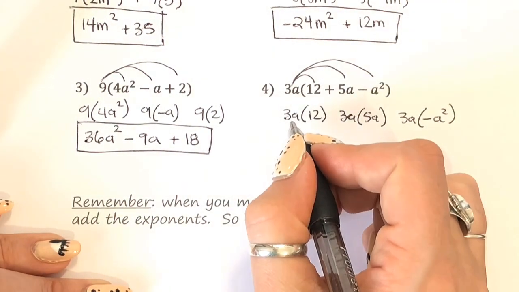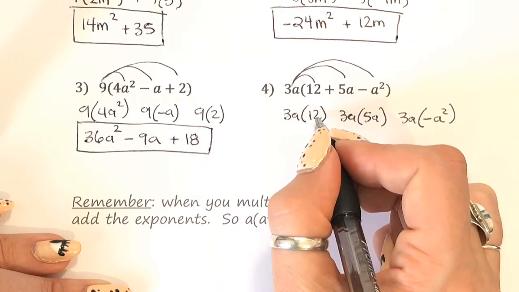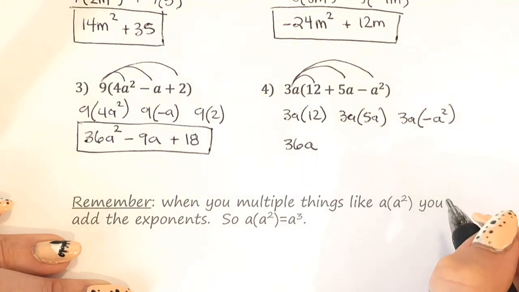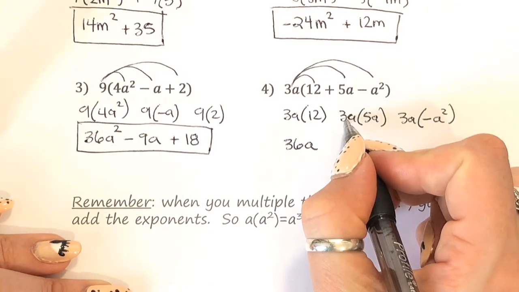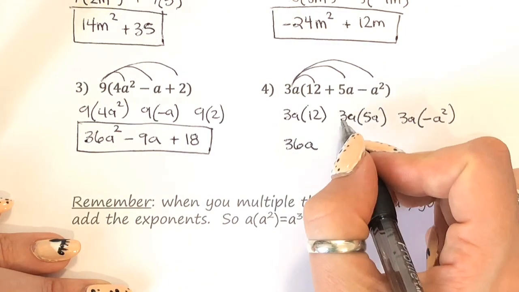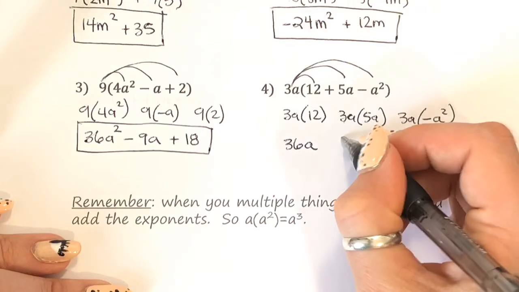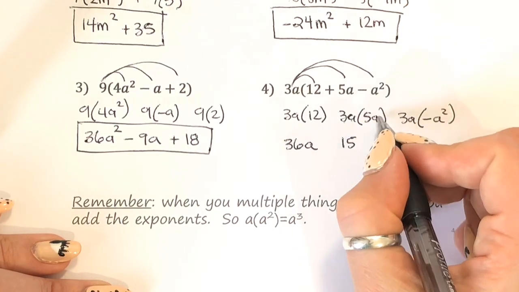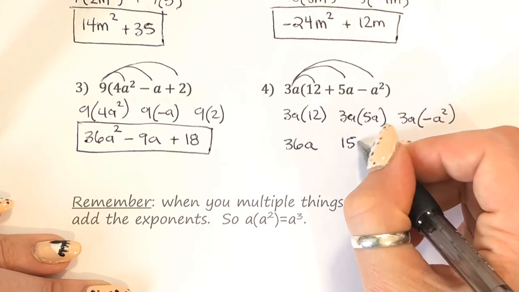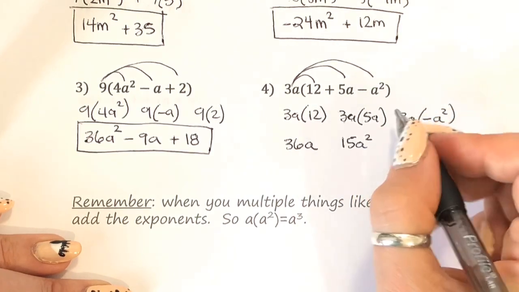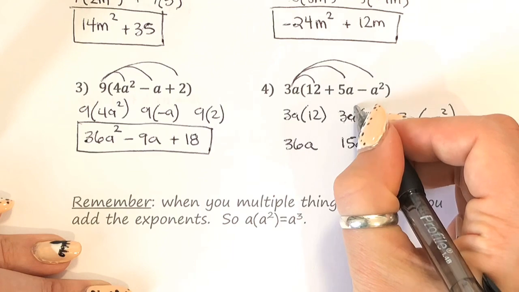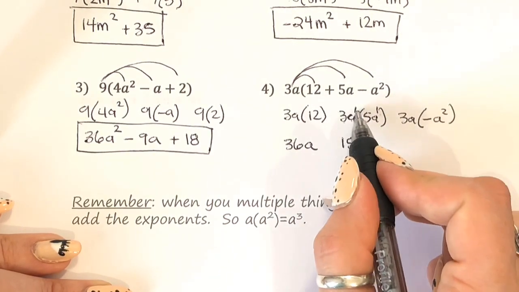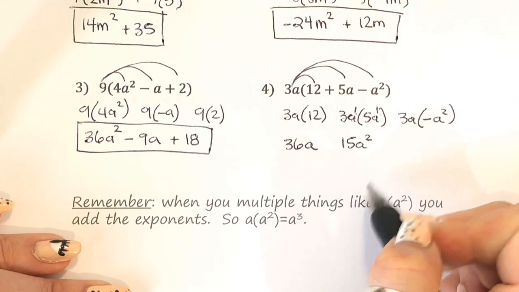Okay, so first one, 3a times 12, well 3 times 12 is 36, so we get 36a. And then on this one, we have 3a times 5a, so let's just do the numbers first. 3 times 5 is 15. But then when you times variables together, a times a is going to be a squared. So what you're really doing is you're adding the exponents, which would be a power of 1 and a power of 1. So 1 plus 1 is 2.